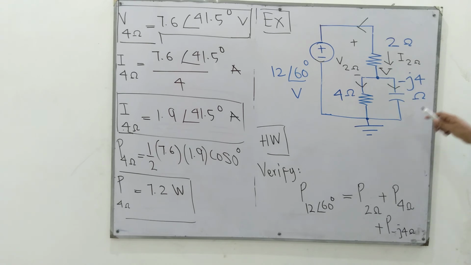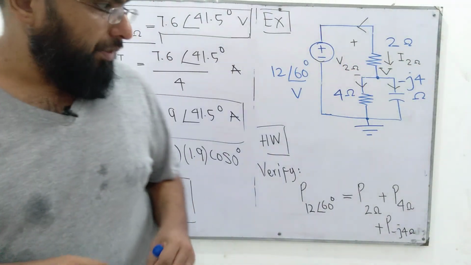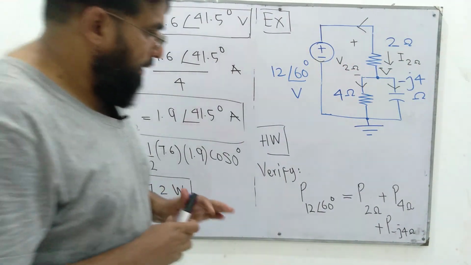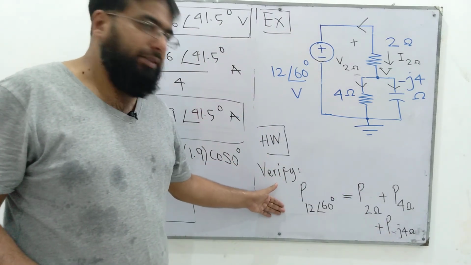You will see that the power absorbed in this minus j4 ohm capacitive reactance would be 0. You can verify it. So it's a homework to verify this expression, and you'll see that the right hand side of this equation should be equal to the left hand side of the equation.